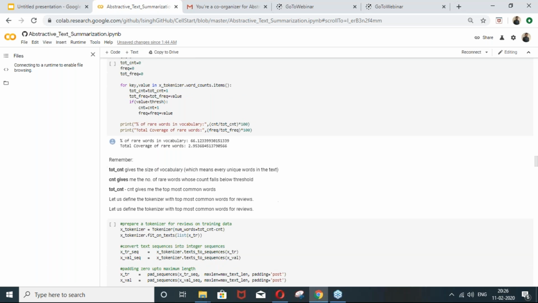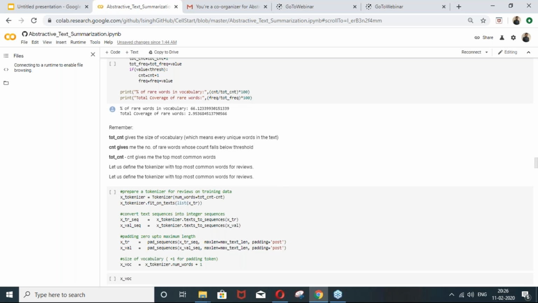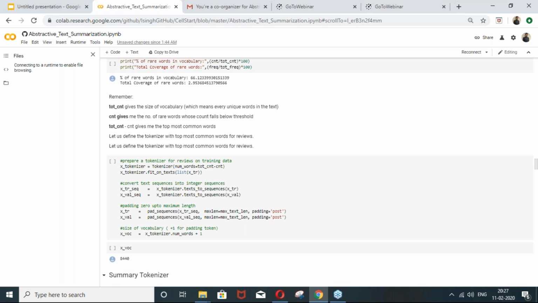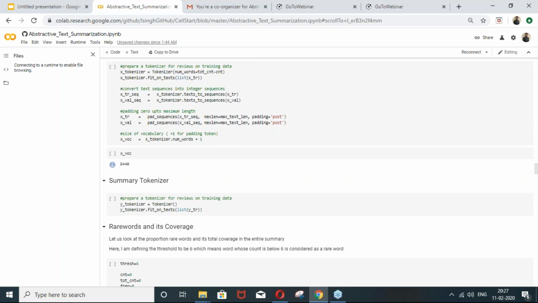Now we have to convert the text sequence into an integer sequence, which the tokenizer did. We are padding it with 0 up to the maximum length. After that, we get a vocabulary size of 8440. Again, we will do the same thing for the summary, so we will cover the summary tokenizer as well.